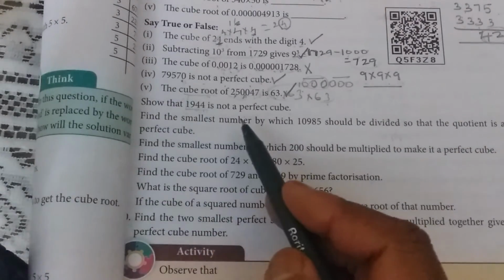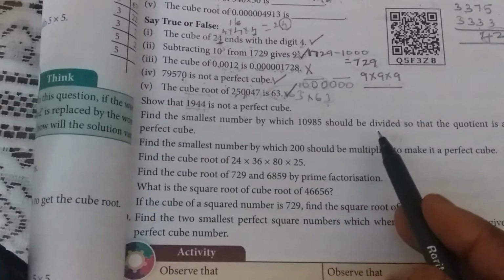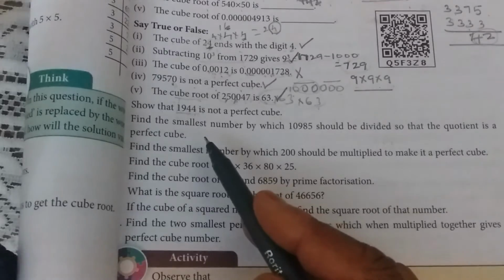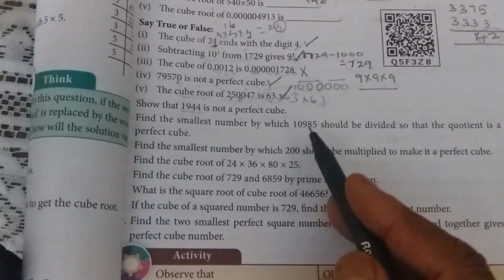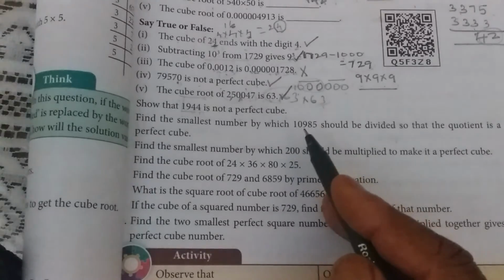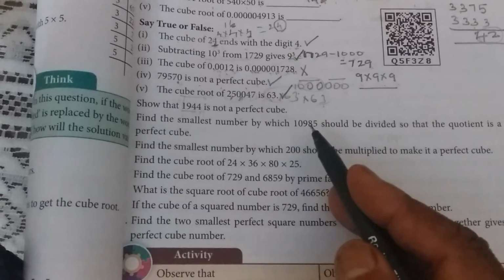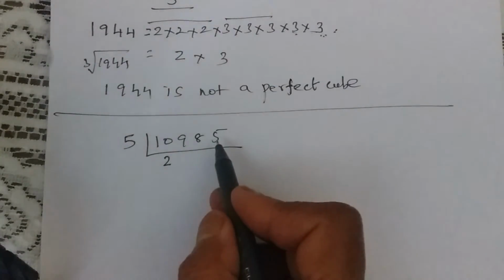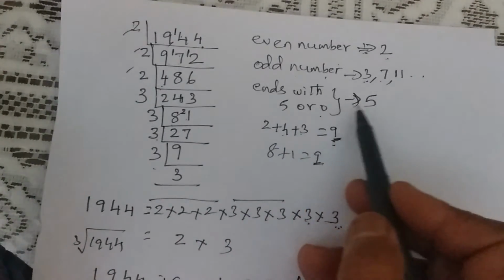Find the smallest number by which 10,985 should be divided so that the quotient is a perfect cube. This is not a perfect cube. We want to make this number a perfect cube. The method is the same: we'll do the prime factorization method and check what number is missing. It is ending with 5. By what number will you divide? If a number ends with 0 or 5, divide by 5.